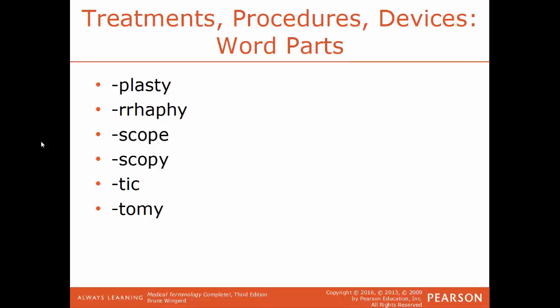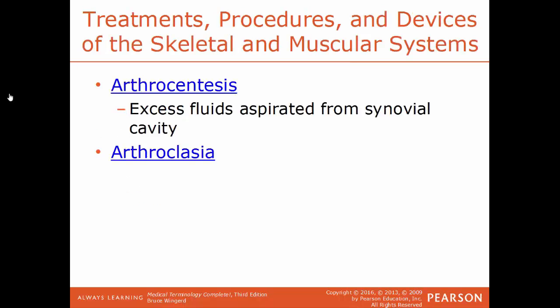Scope is the instrument used for viewing, like a microscope is used, or an endoscope is used for viewing. The scopy is the visual examination. So during an endoscopy, you would use an endoscope, the actual instrument. The suffix tic means pertaining to, and then the suffix tomi is the process of cutting. All right, next term, arthrocentesis. This is the removal of excess fluid from a synovial cavity. This is used to help diagnose gout or septic arthritis.